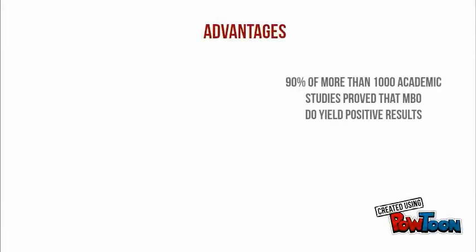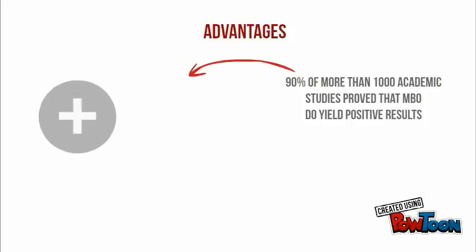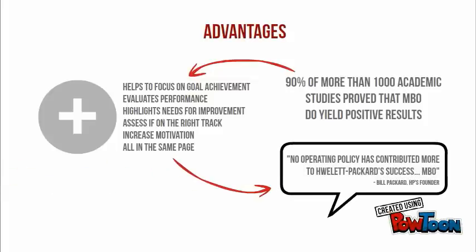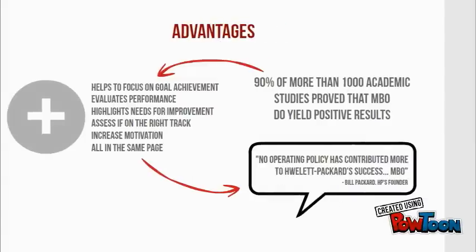Does it work? There have been more than 1,000 academic experiments focused on the MBO's effectiveness. 90% of them have in fact found that MBO has a positive impact on performance. Its main advantages are helping individuals and teams to focus on goals achievement, allowing staff performance assessment and highlighting their needs for improvement, assessing whether to maintain or change course, increasing motivation, and guaranteeing that everyone is on the same page as employees have a better knowledge of the organizational goals. One practical example of MBO success is HP, as its founder states that no operating policy has contributed more to its success than MBO has.